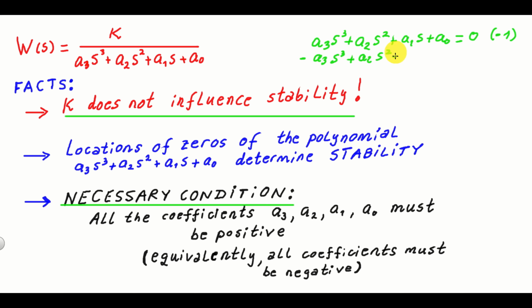Let me write it down. Oops, I made an error here. Should have minus here, a2s squared plus, actually minus again, a1s minus a0. That is, this equation is mathematically equivalent to this equation, and you can see that by multiplying any of these equations by -1. You will obtain the same equation. And consequently, you will see that the positivity of all the coefficients is equivalent to negativity of all coefficients from the perspective of this necessary condition.